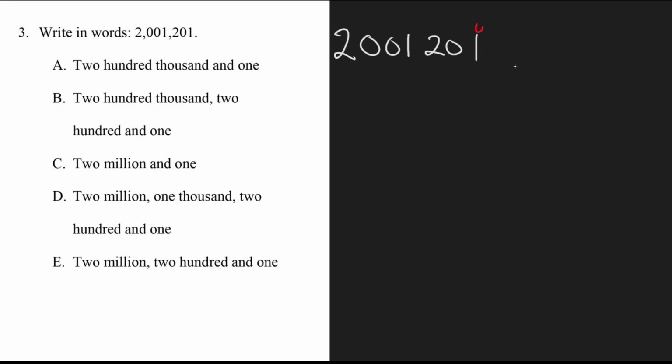We know that this one is units, this one is tens, this one is hundreds, this one is thousands, this one is tens of thousands, then you have hundreds of thousands, then you have millions, right? So group them in threes. You have 1 2 3 comma 1 2 3 comma. So now using the place value, you can see that we have 2 million, right? So you can write 2 million, then a comma, because we have a comma here.